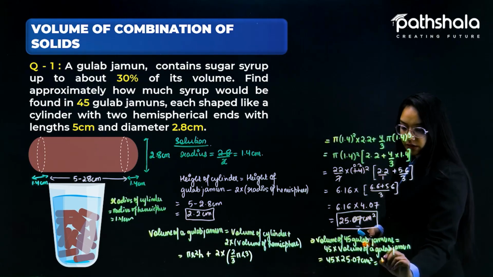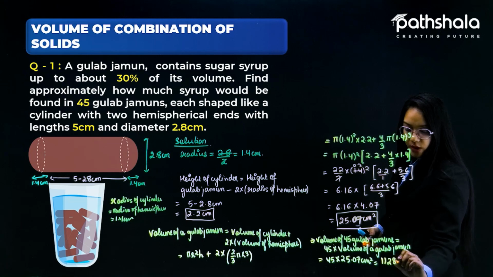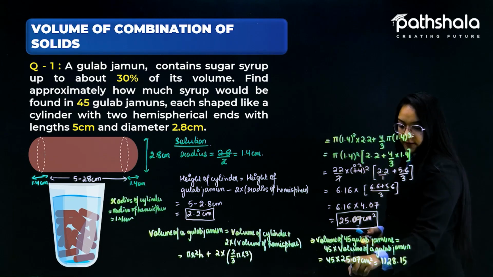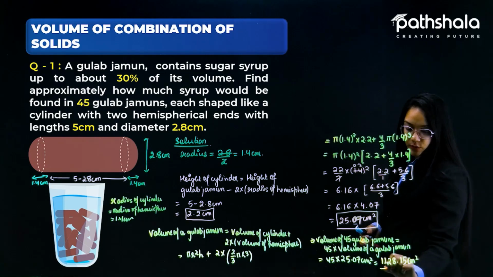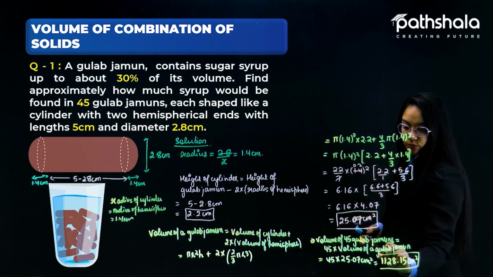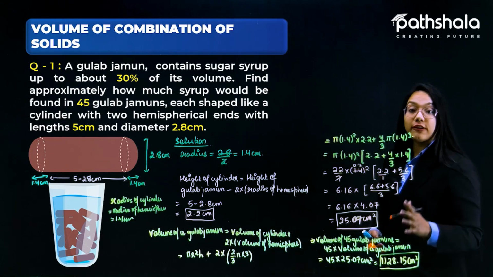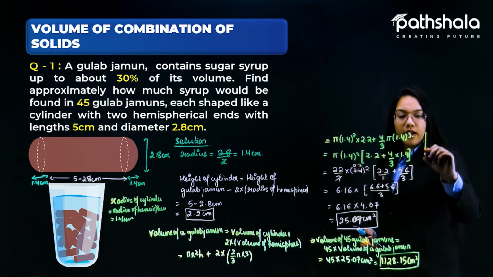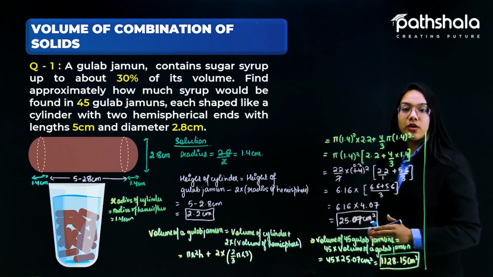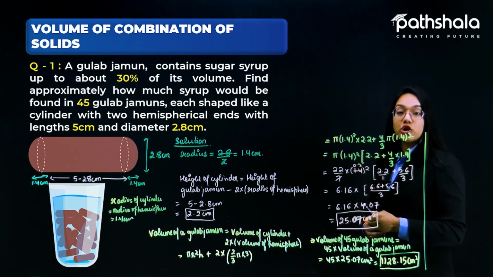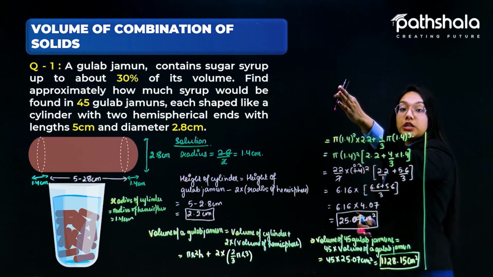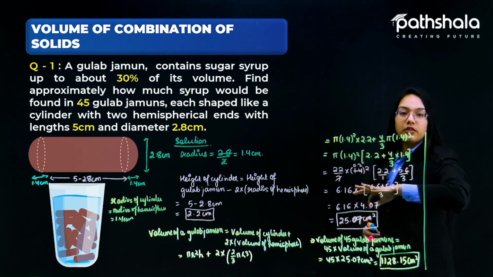So let's multiply 45 and 25.07. The answer would be nothing but 1128.15 centimeters square. This is the volume of the 45 gulab jamuns. Now what we have to find out further? We have to find out approximately how much syrup would be found in 45 gulab jamuns. So we can see the volume of the sugar syrup was given to be 30% of the volume of the gulab jamuns.